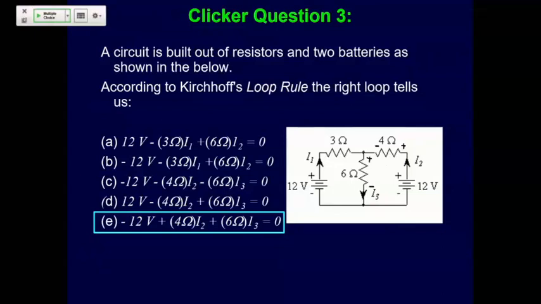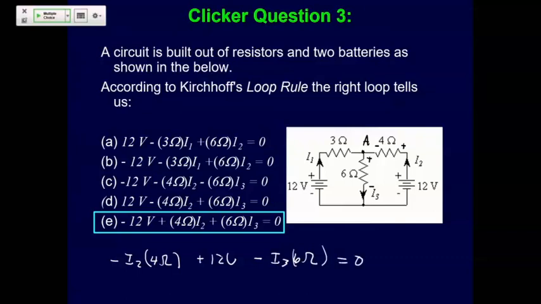And again, I'll just start at this point A just to kind of go backwards. And I'll go clockwise for this one here, just to mix it up a little bit. So I start here. I get to that negative sign first, so it would be negative. Now the current going through there is I2, and the resistance is 4 ohms for that first one. Then I come down to that battery, and I get plus 12 volts. And then I come up, and I get negative I3, 6 ohms, which then equals 0.